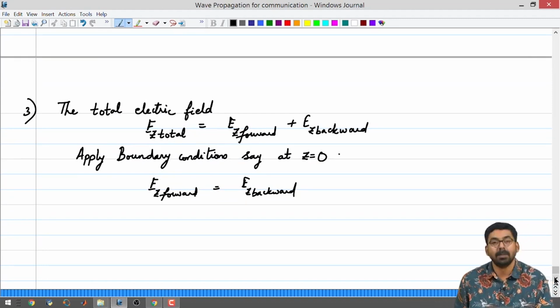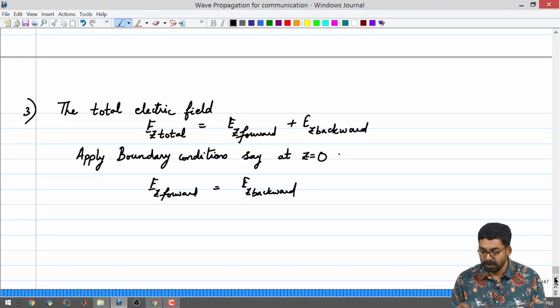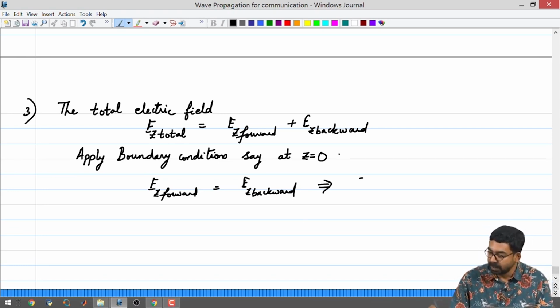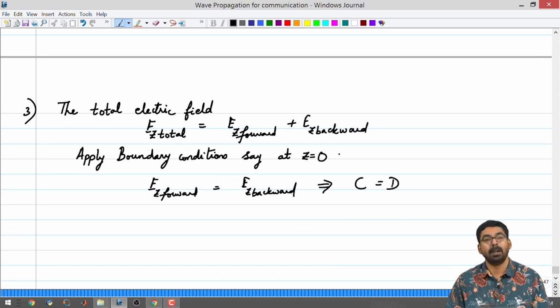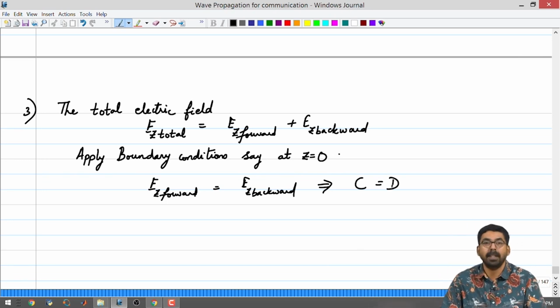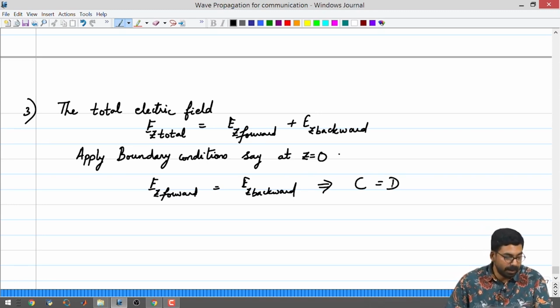Z equal to 0 is very simple because you eliminate some two terms. So, Ez forward becomes equal to Ez backward, and the implication is that the constant c has to be equal to constant d. So, we applied the boundary condition just to figure out the proportional relationship between c and d in the expressions for the electric fields.